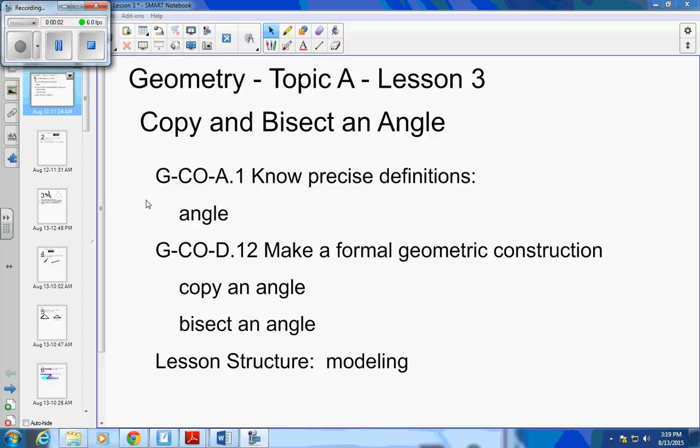Okay, this will be lesson 3. The standards we're going to focus on is knowing the precise definition of angle. We're going to work on doing construction on copying an angle and bisecting an angle, and we will be using modeling today.